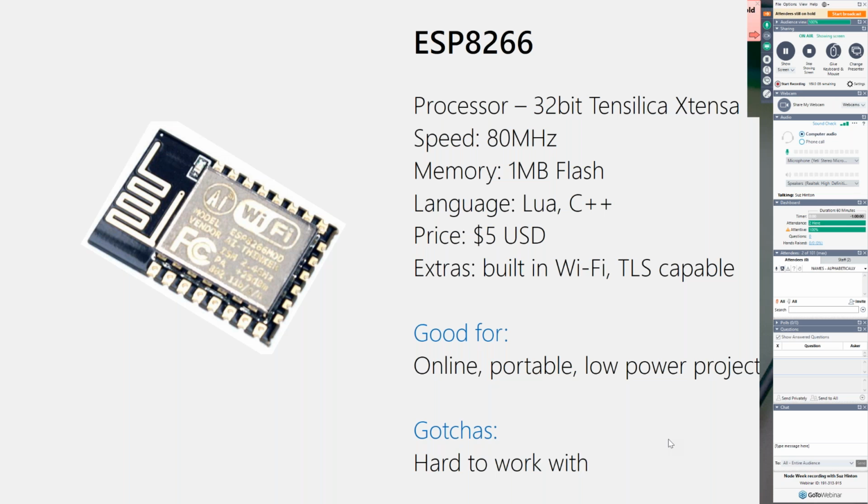It has 1 megabyte of flash, which is great. And you can write either C++ or Lua on the device directly. So it does have support for several languages. If you've never touched Lua before, I wouldn't say it's JavaScript-like, but you'll probably have a pretty good time transitioning from JavaScript over to Lua. So I would encourage you to give that a go if C++ scares you.